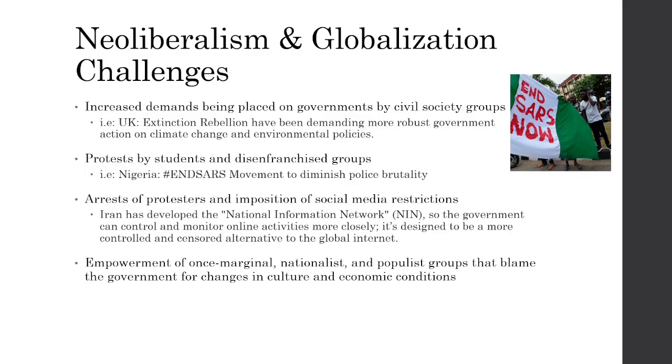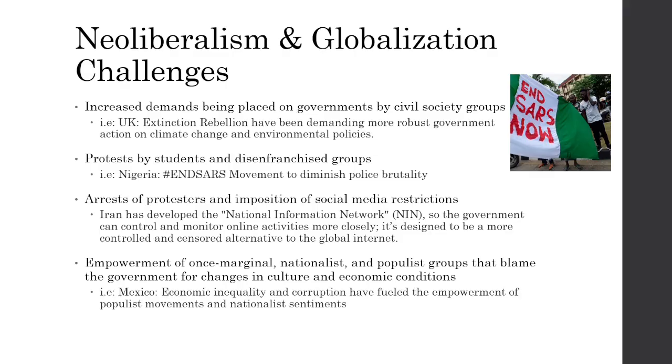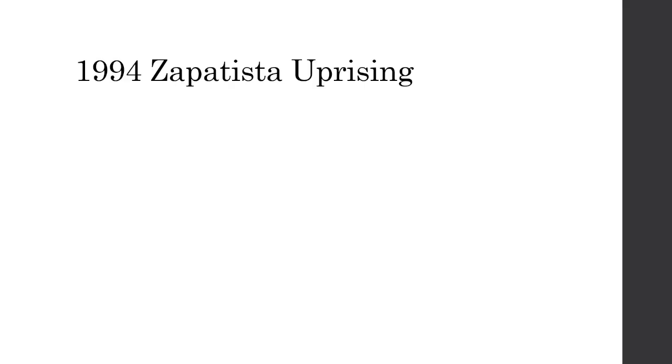There's also been the empowerment of the margins, which means kind of like small, nationalist, populist groups that blame the government for changes in culture and economic conditions. So they blame the government themselves for allowing globalization to get to where it was. So, for example, in Mexico, economic inequality and corruption have fueled the empowerment of populist movements and nationalist sentiments in the country as well. So they're like, yeah, we don't agree with this. So we want the country to be a nation with less corruption and inequalities, which sounds like a normal thing to me.